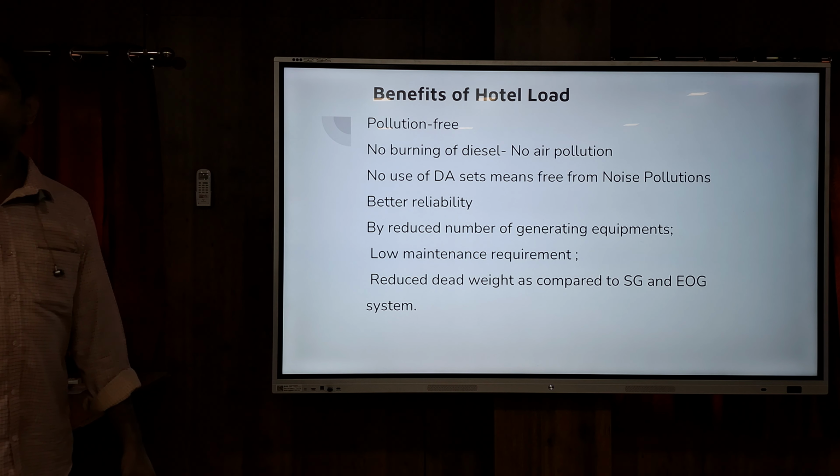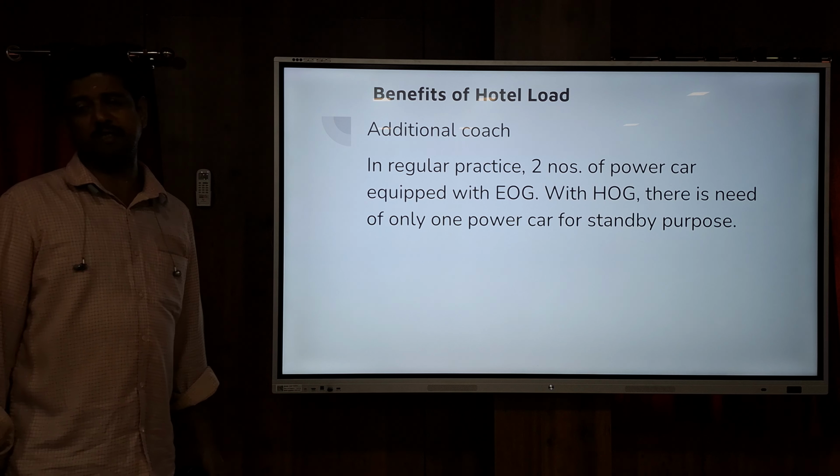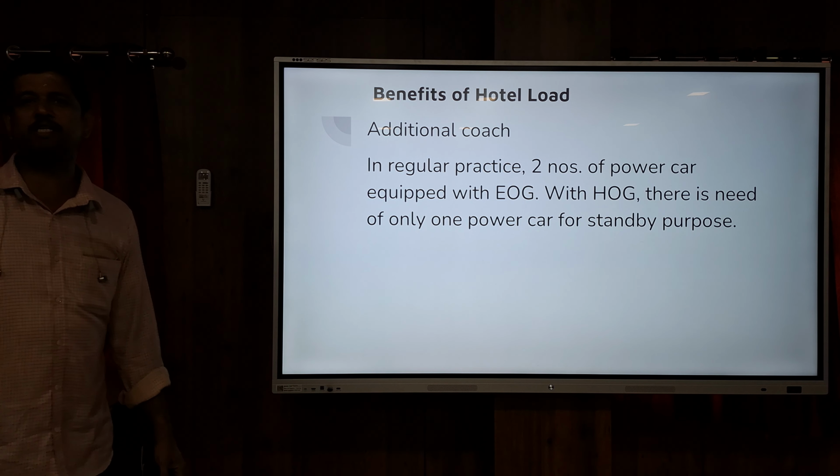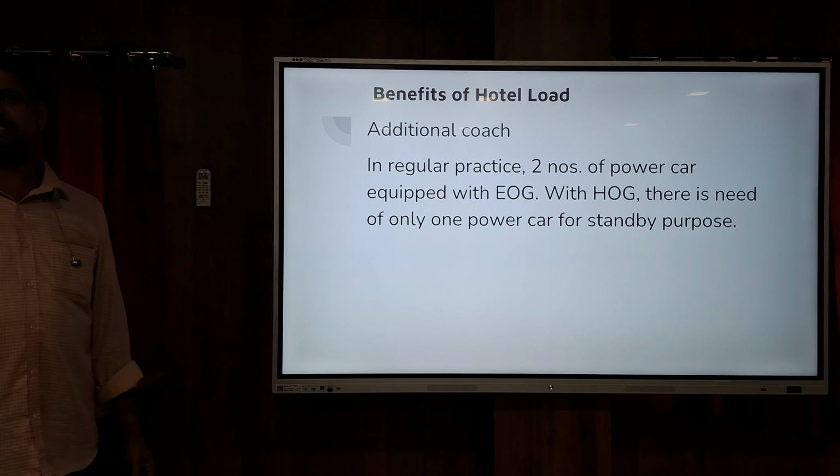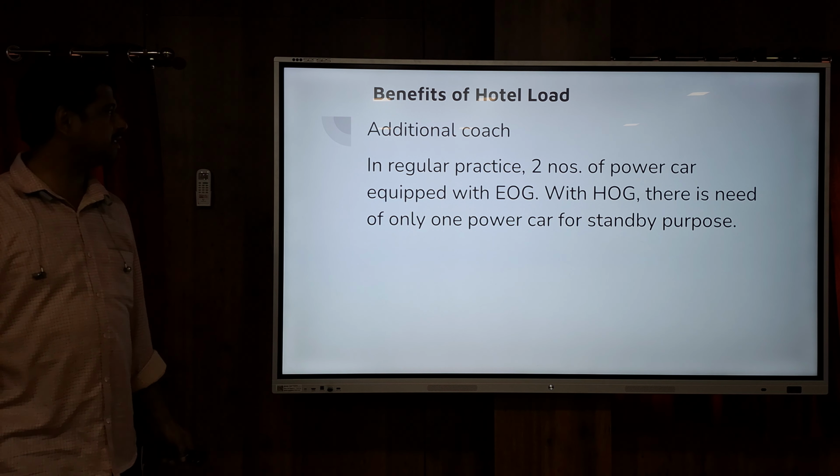In regular practice, two power cars were equipped with EOG. After the arrival of HOG, there is need of only one power car for standby purpose. In case of any overhead equipment or OHE failure, we have to start the genset. For that, only one power car is available in all the trains now.